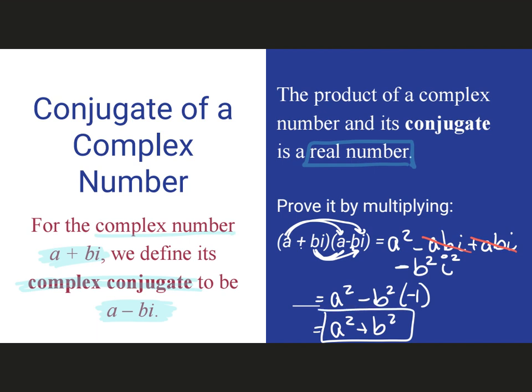And the reason we like the conjugate is because when we get to division, you're not allowed to have i in the denominator. So the way we adjust for that is we multiply the top and the bottom of your fraction by the conjugate of the denominator. And that cancels out your i for you. Okay? So the definition of a complex conjugate: it is a plus bi, its complex conjugate would be a minus bi. You change the sign of the i term.